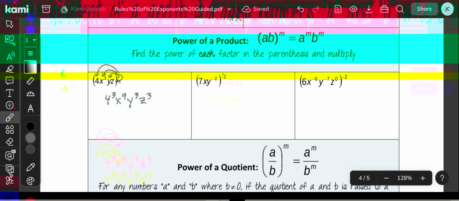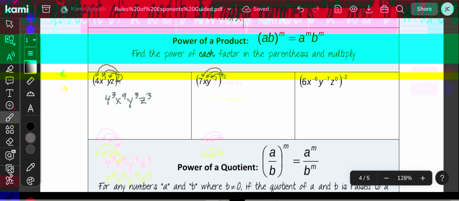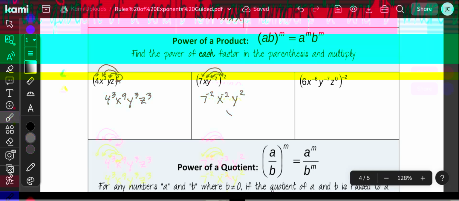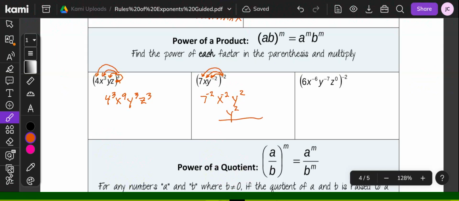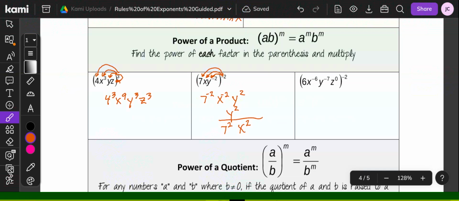So this next one, I've got a negative exponent, so I'm going to apply it again to each of the factors in here. So 7 to the negative second, x to the negative second, and then y to the positive second, right? So this becomes y to the second over 7 to the second, x to the second. And again, if you're supposed to take the 7 to the second, find out what that is. It's 49. So you could write it as 49 x squared over y squared. Okay.